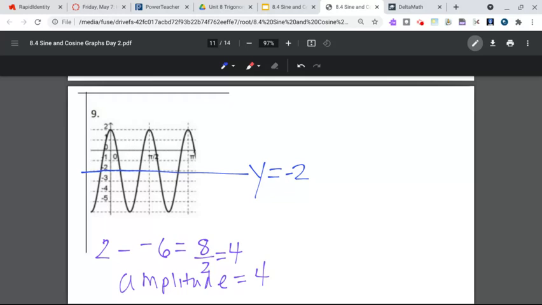Okay, this one does not start at the midline. You can see it starts up here at its maximum: maximum, midline, minimum, midline, back to the maximum. That's a cosine function. Cosine functions do not start at their midline. And look at the graph. It is not starting at its midline. It's starting at its maximum.